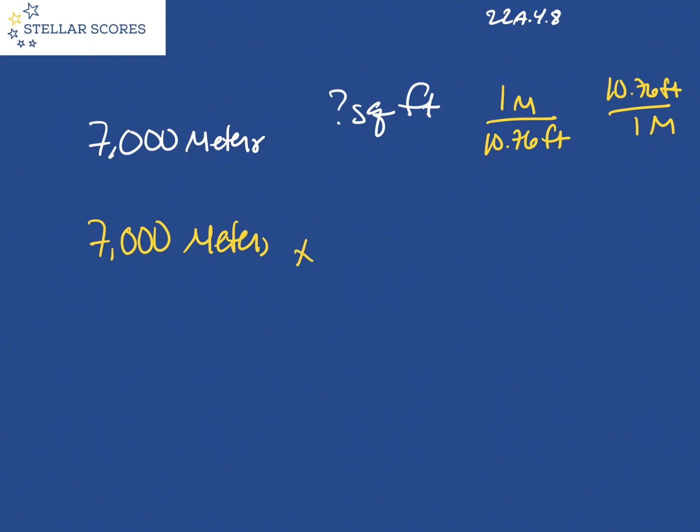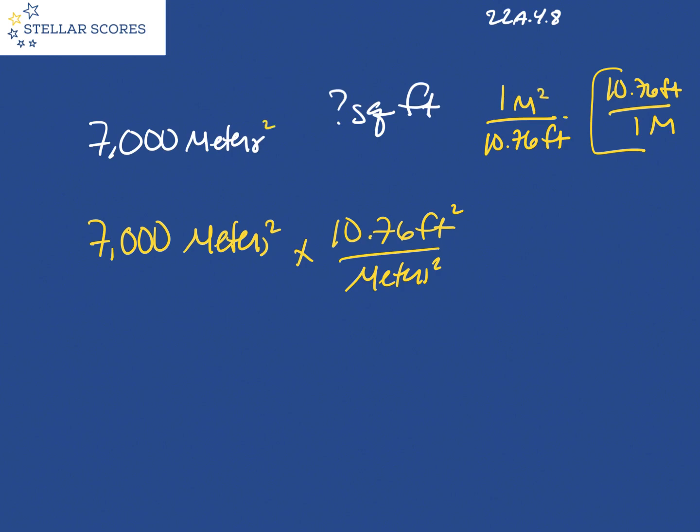Well, we want to end up in square feet, so we need our meters to drop out. The only way for my meters to drop out is to do this one: feet on top, meters on the bottom, and these in fact are feet and meters squared to be precise about it. And you see my meters drop out here.